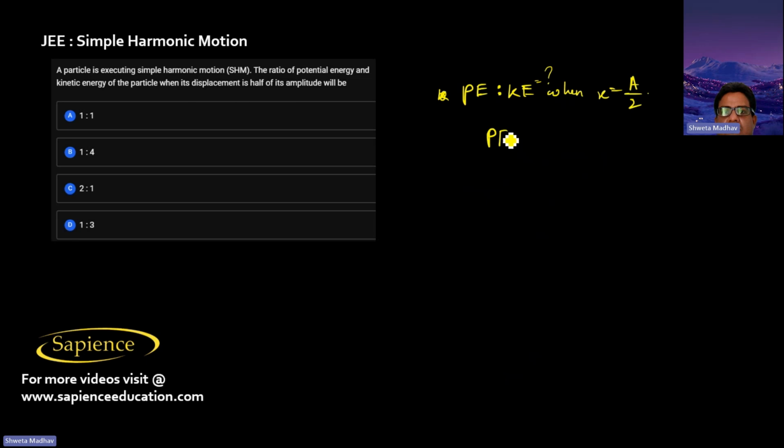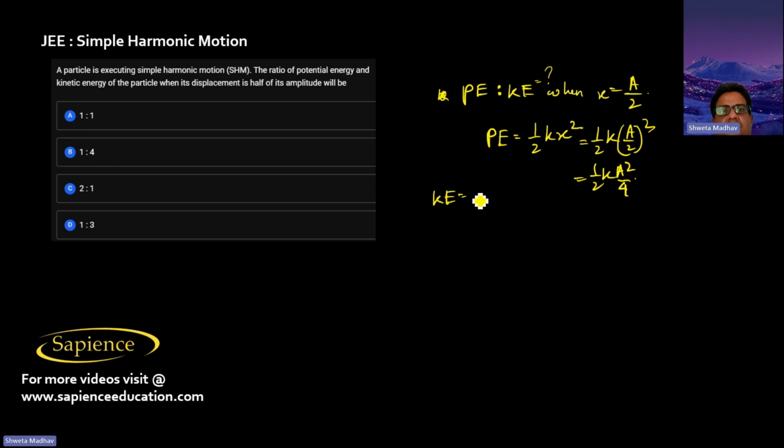So the potential energy that will be given as, the potential energy, that is half kx square. Its displacement is half of the amplitude, half k into (a by 2) whole square, which is half k into a square by 4.